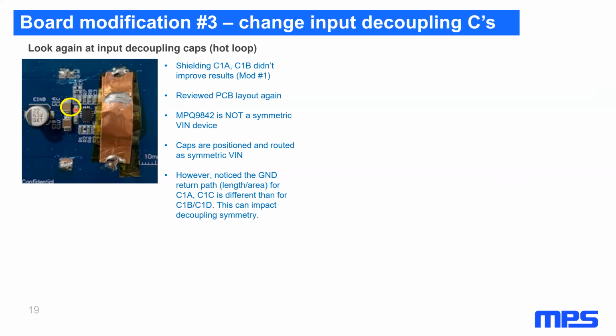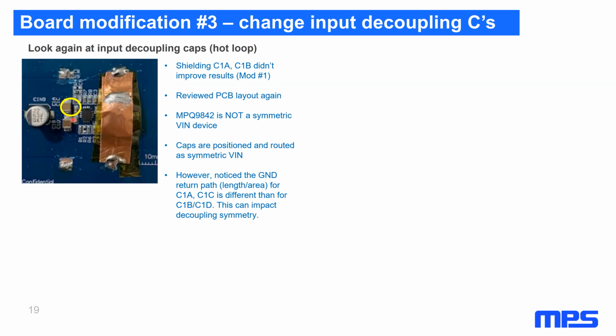I pulled out the board layout, the Altium files we have for the PCB layout. I took another look at the schematic. And one thing I noticed is that the 9842 is not a symmetric VIN device. Many of our new converters have symmetric VIN pins, where you have a VIN and ground pin on opposite sides of the part, which allows you to put decoupling caps on opposite sides. This part is not that. It's a little bit older part.